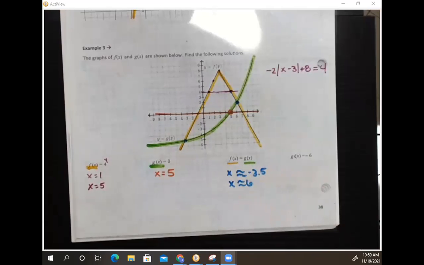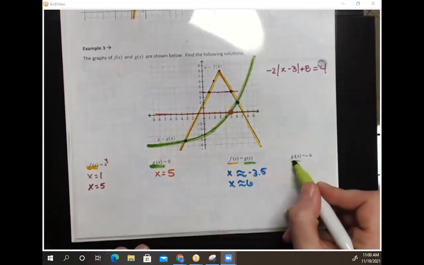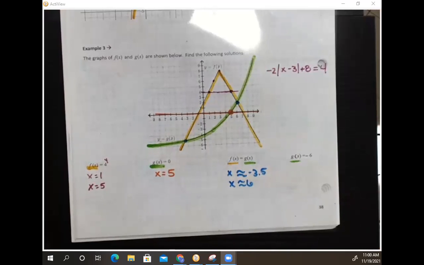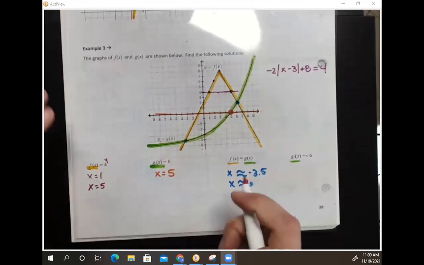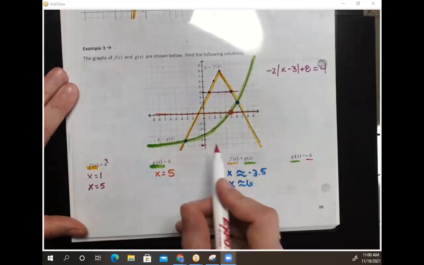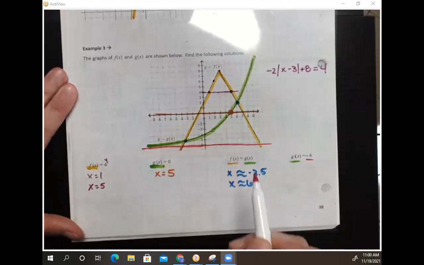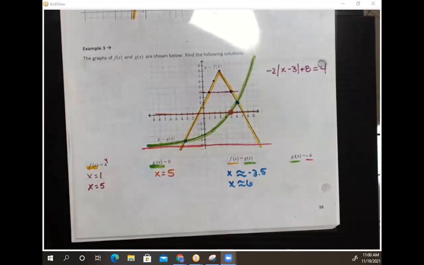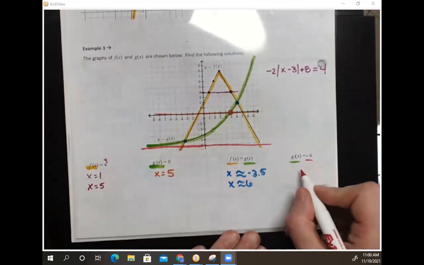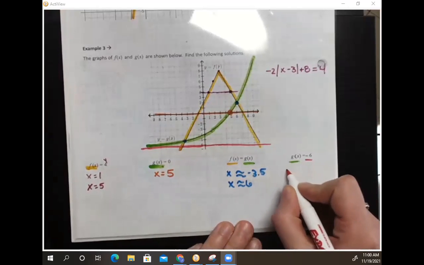Okay. And then our last question here on page 38 asks about g of x. So that's our green graph. And it asks, when is g of x equal to -6? So -6 is down here. If I stretch that across my graph, that's right here. Where do they touch? They don't, right? So what would I put here if they don't touch? No solutions.